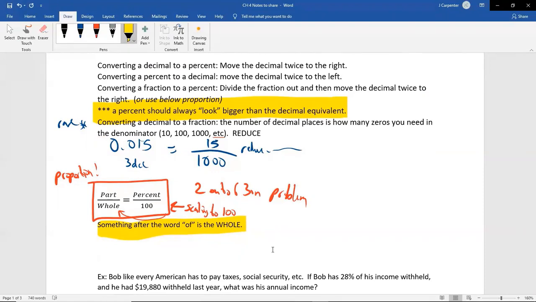All right. Bob, like every American, most Americans, has to pay taxes, Social Security, etc. If Bob has 28% of his income withheld amongst those groupings, so when I say withheld, I'm talking about taxes, Social Security, your FICA, Medicare, all that stuff, whatever. Like, not FICA, that's credit score. What am I saying there? And he had $19,880, so about 20 grand withheld last year. So Uncle Sam took 20 grand from Bob. Bob's probably not happy about that, but there's some other things going on here, so let's not panic yet. What was his annual income?